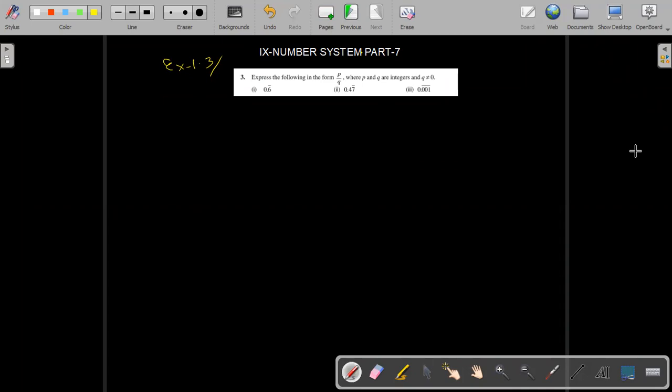Now we have another type of question. There we have to express in the form of P by Q. A recurring number is to be converted into P by Q. For example, 0.666666 will be converted into P by Q. There is a method to convert, and there are other methods also, but I'm going to follow the one I use.